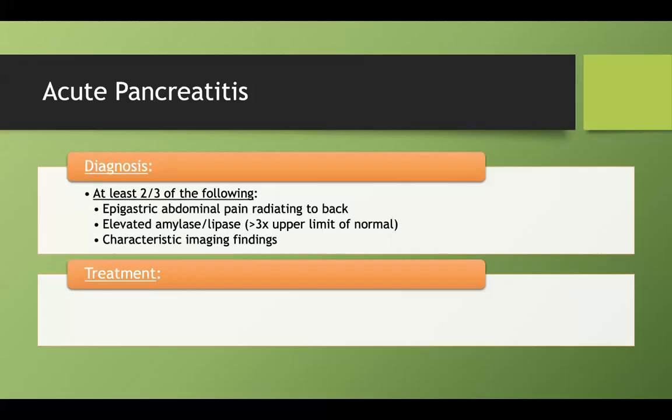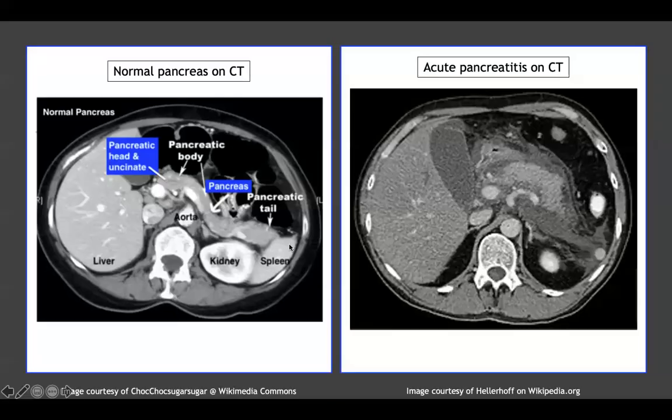And just to mention, I talked about characteristic imaging findings. Sorry to go back and forth. Here is a normal pancreas, and you can see this nice demarcation. It's a very small pancreas. But over here, you have a lot of edema, and it looks boggy and unclear. And so that's what you're going to see in a case of acute pancreatitis.